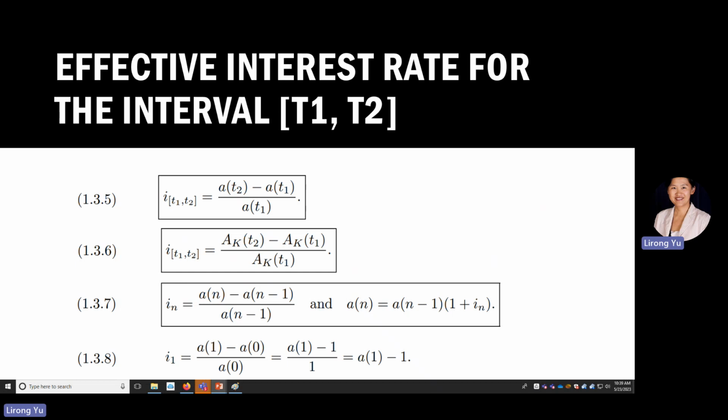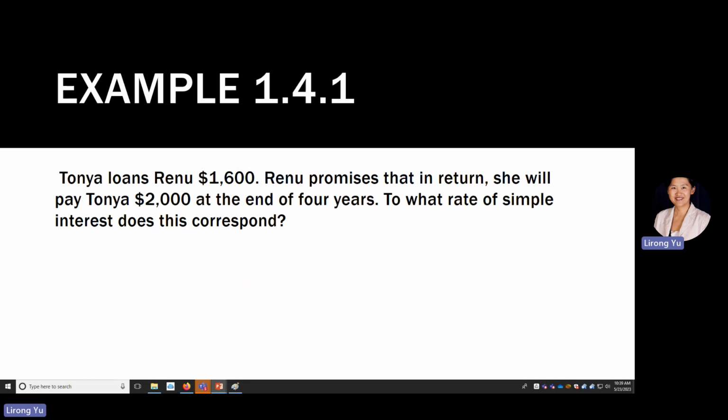1.3.8 is a formula for I_1. Now, I_1 is A(1) minus A(0) divided by A(0), but A(0) equals 1 if it's an accumulation function. So that means A(1) minus 1 equals I_1. And that's a special formula we should remember. It might be useful when we try to determine the interest rate per time period.